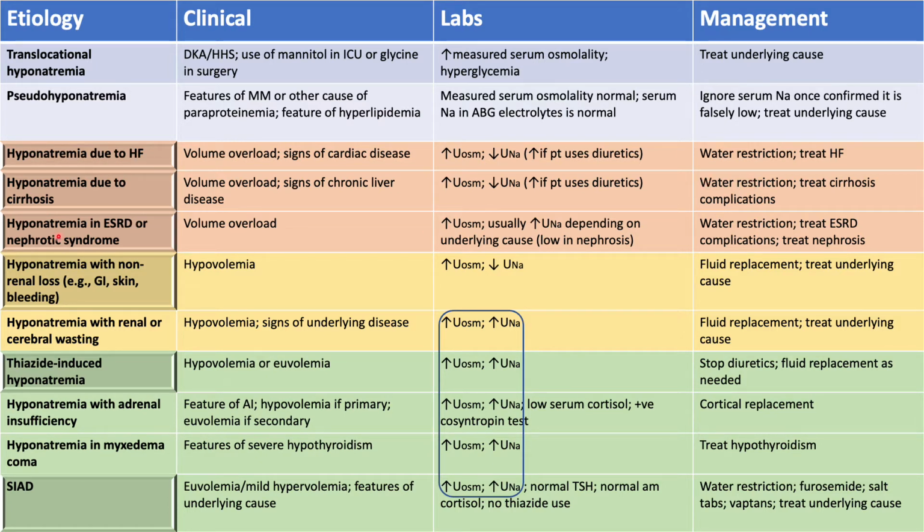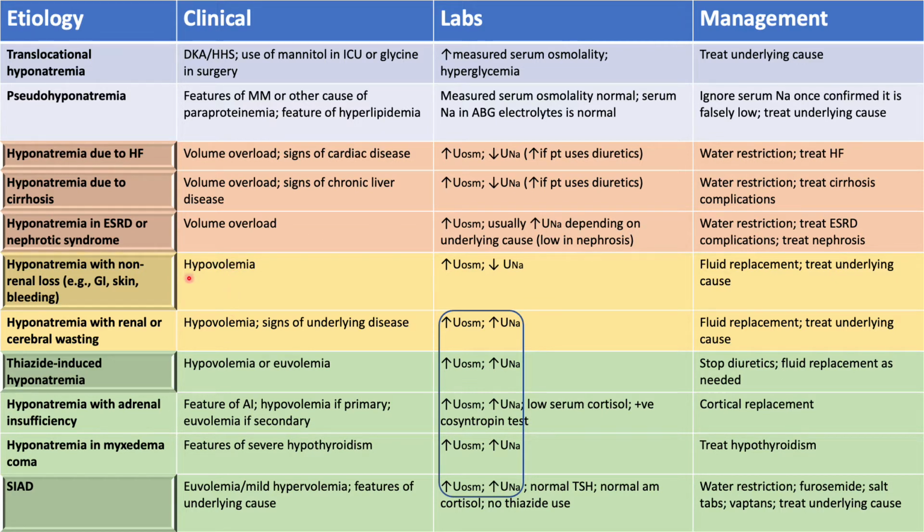A patient with kidney disease also, especially if it's advanced, might have features of fluid overload. Urine osmolality is expected to be high. Urine sodium is variable, but usually high if a patient has tubular disease and damage from the underlying cause. In nephrotic syndrome, it might be low. And then the treatment again is to treat the kidney disease, dialysis if there is end-stage renal disease, treat the nephrosis if they have nephrotic syndrome, and water restriction as well. These are the hypervolemic hyponatremia.